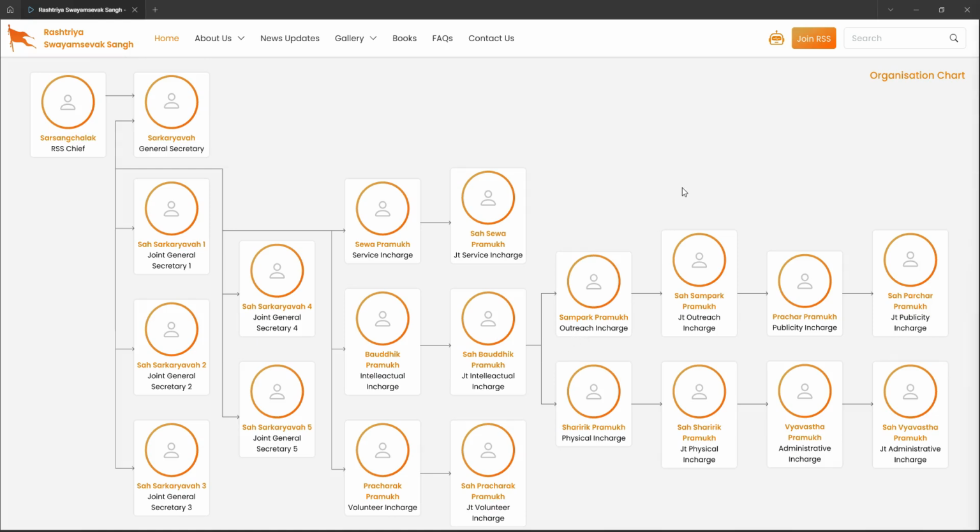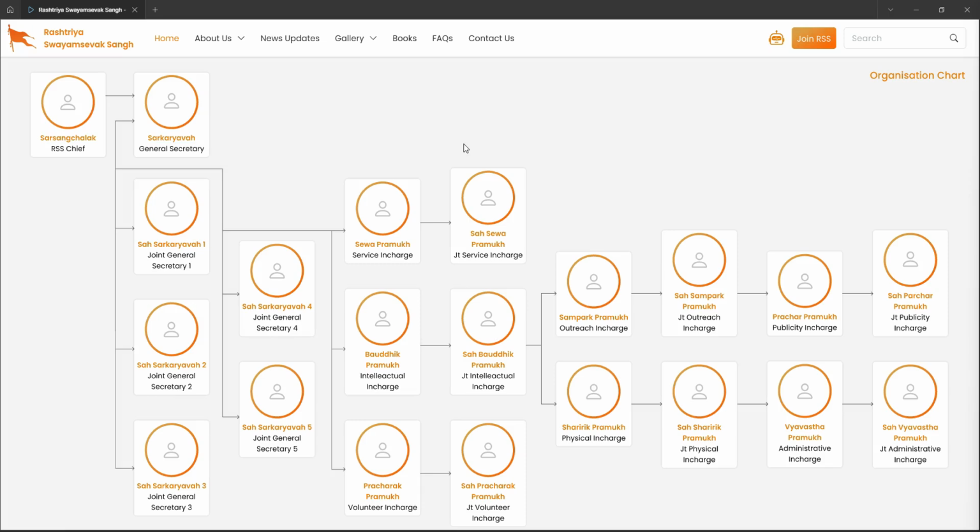Why was this feature added? Clarity of structure. The chart shows the full chain of command from Sarsanchalak to Pramukhs and Saha Pramukhs in key areas like outreach, volunteer work, and intellectual guidance.